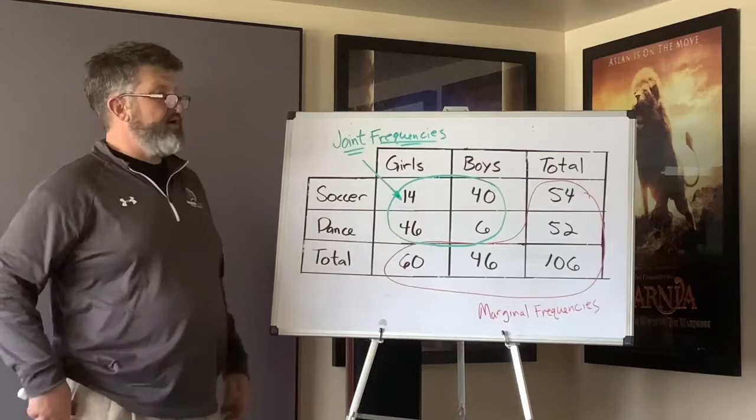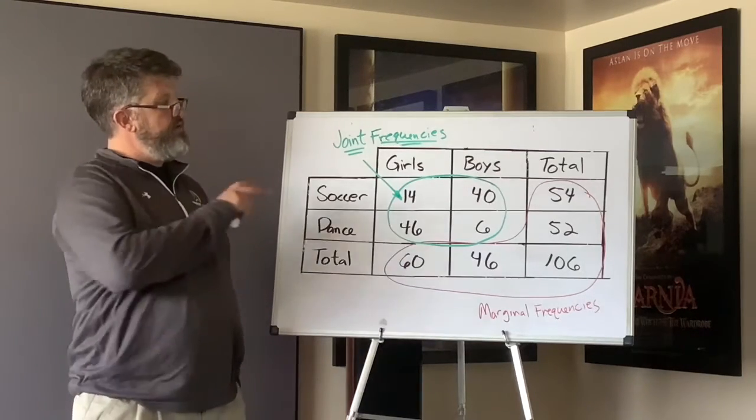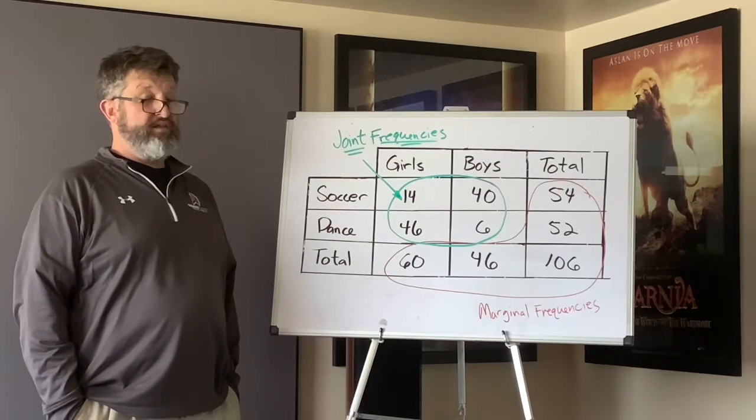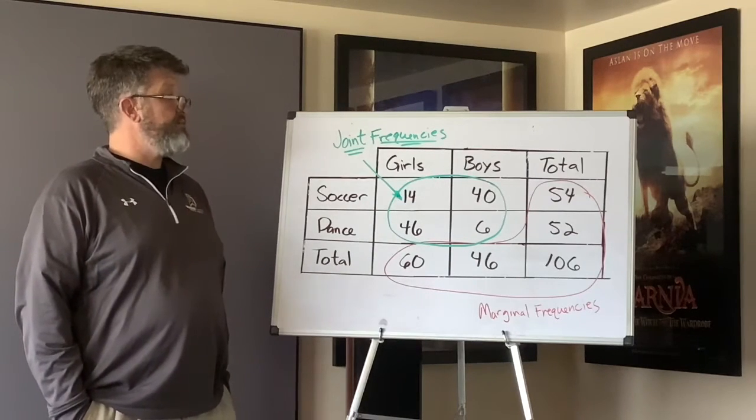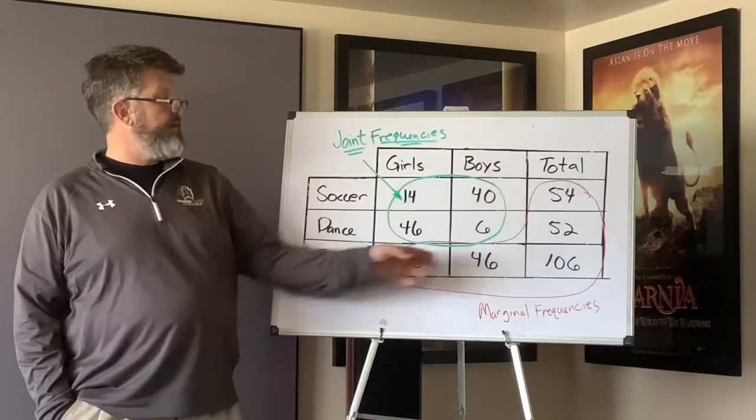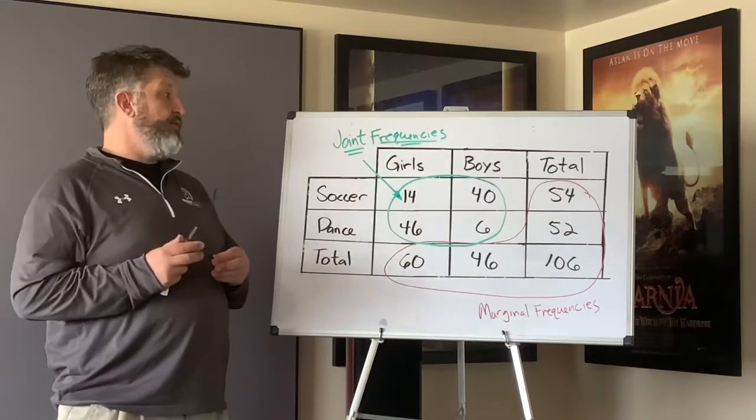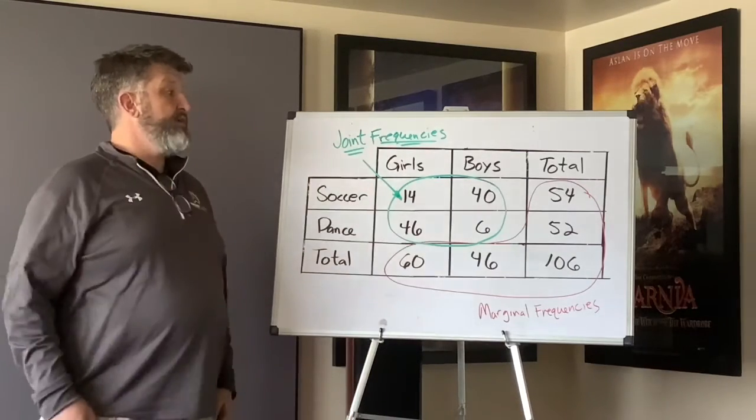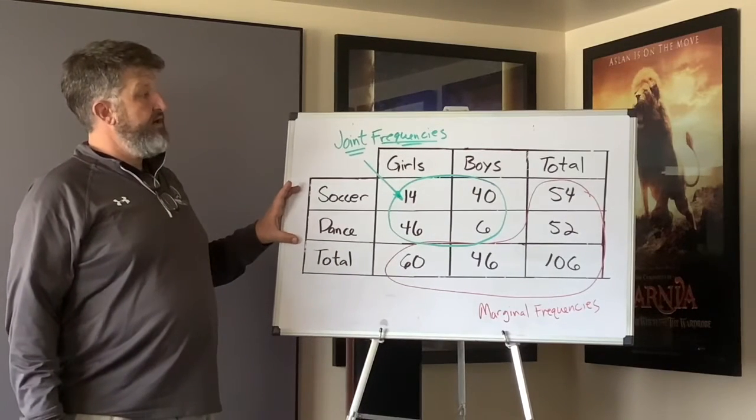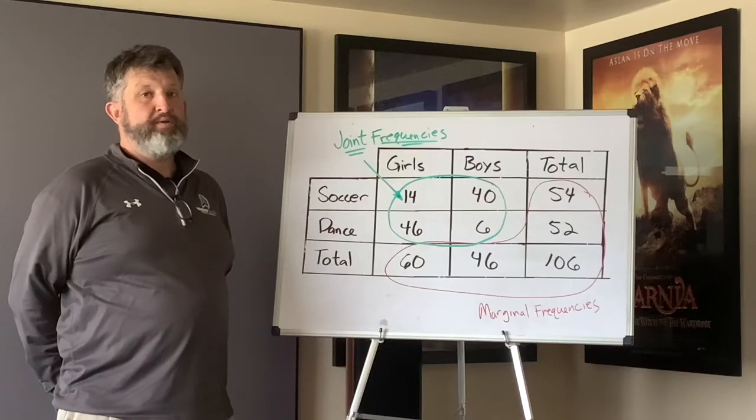Tomorrow, we're going to be using these tables, but they're going to look in a slightly different form, and then it's going to start getting a little bit more confusing. So today is a pretty simple little assignment. You're going to fill in the joint frequencies, you're going to fill in the marginal frequencies, and then you're going to answer the questions. Hopefully it's simple enough. Tomorrow I'm going to use this exact chart here, and we're going to start talking about some probabilities and stuff like that.